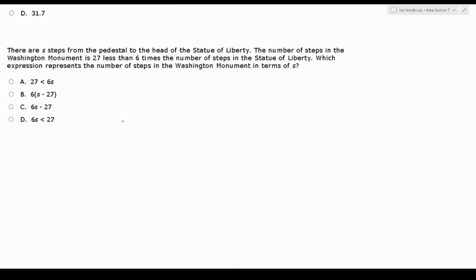In this case, we're going to have to take this word problem and convert it into an expression. So let's go ahead and do that. We know that the number of steps in the Washington Monument is 6 times the number of steps in the Statue of Liberty, minus 27. So that looks like this: 6s, where s refers to steps, minus 27. And that's that one. These with inequality signs don't make any sense whatsoever.